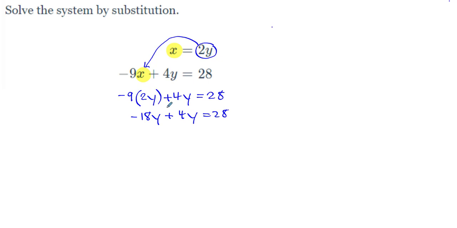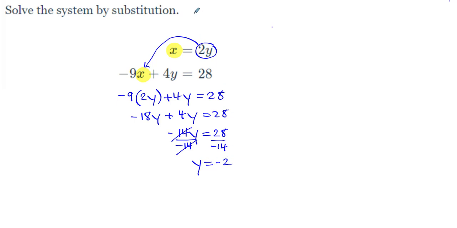Then after we distribute, and you'll find a lot of the steps are quite repetitive with these, we're going to combine like terms. So -18y and 4y combine to give us -14y is equal to 28. And then to get rid of this -14 in front of the y, because remember it's -14 times y, you'll divide by -14 on both sides of the equation. -14 divided by -14 is +1. 1 times y will simplify to y. And then 28 divided by -14 is -2.